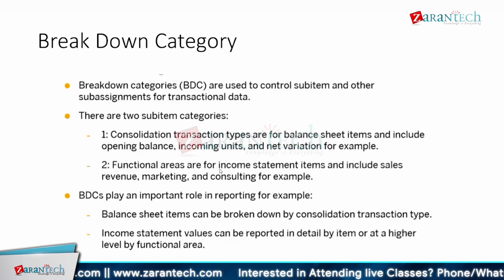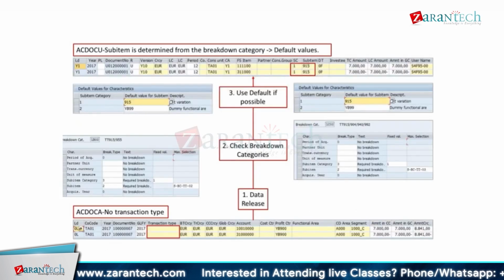Okay. So if you come to the next slide, here you can see the data. I've configured a breakdown category. Upon the breakdown category, you can see there are two things, subitem 1 and subitem 2. For subitem 1 and 2, there is 915 and YB19. These are my default values. That means if from the finance side there is no transaction type, it will come and take 915.